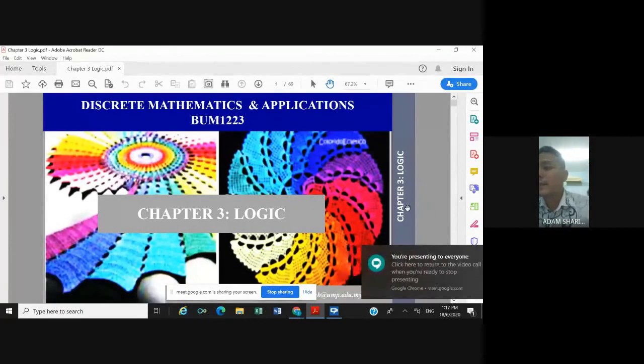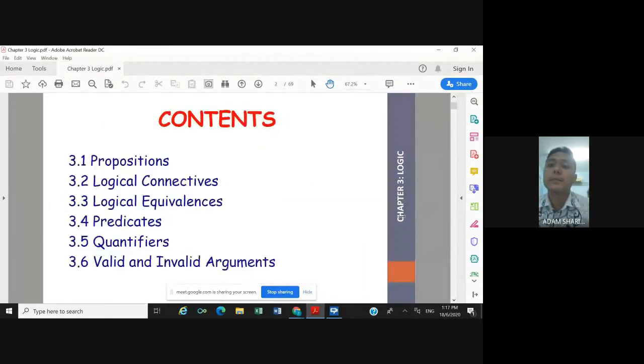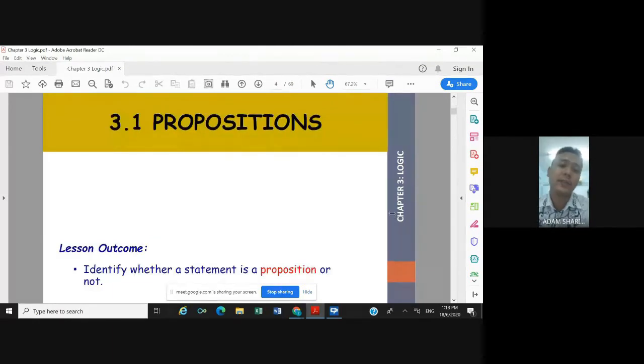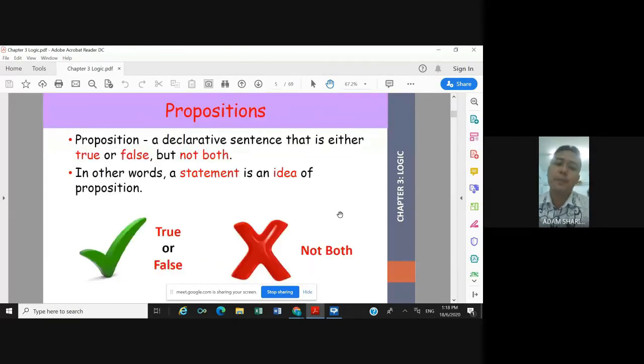We start first with some fundamental things. We have basic proposition, logical connective, equivalent, and so on. And I try to cover proposition first. What is a proposition?